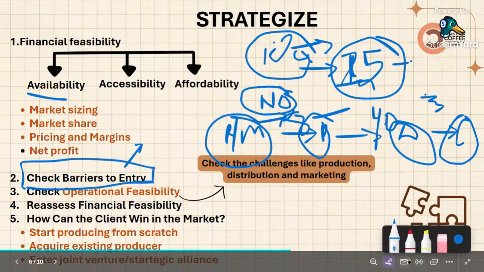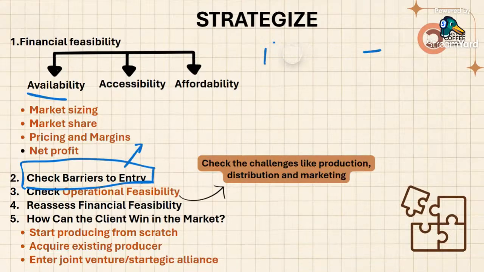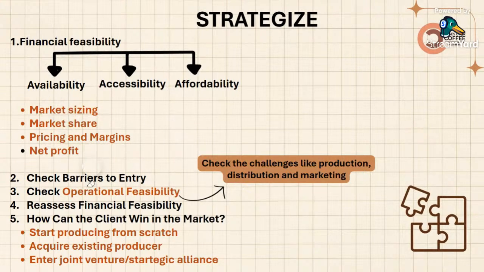One of the reasons could be that these individuals are loyal to a specific brand, so they are not preferring our brand. Now you need to check the barriers to entry accordingly, and we need to deduct that.